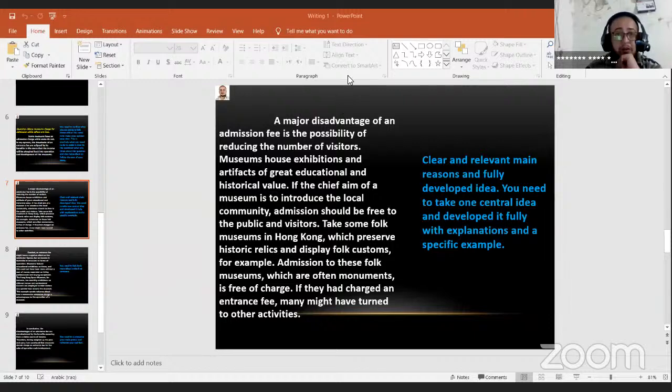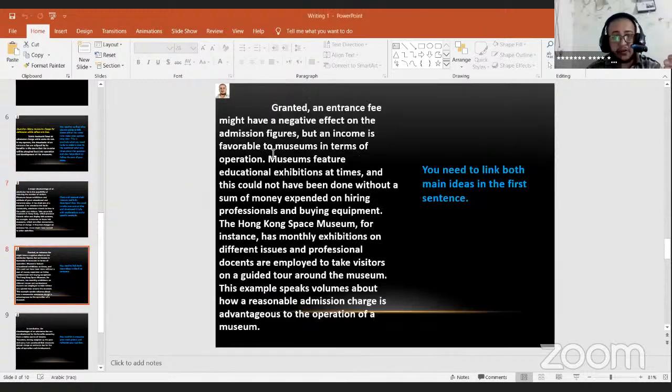Now, after finishing that, we move to the second paragraph. The second paragraph of the body will be the opposite of the first one. Since we've talked about the disadvantages in the first paragraph, we will talk about the advantages in the second paragraph.